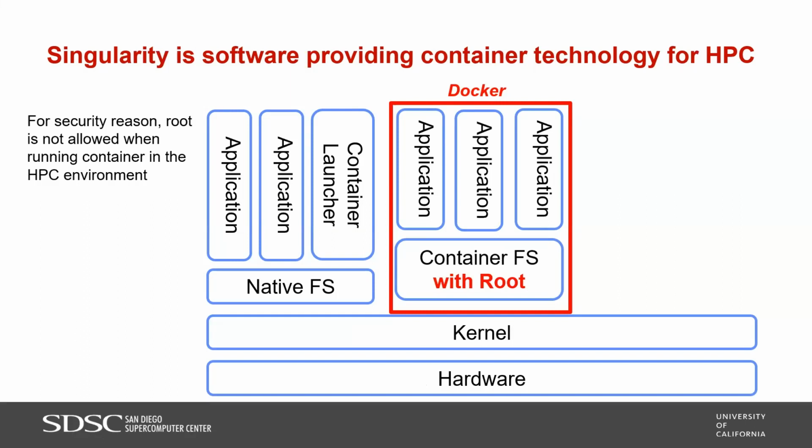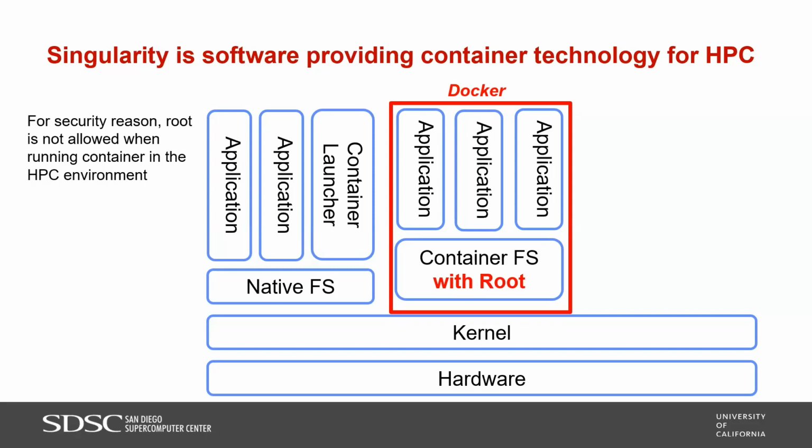Okay, so how about a Singularity container? Singularity is a software providing the container technology for HPC. And as you might have noticed, when you search for container, the first result in your search output is called Docker. The Docker container is maybe currently the most popular container in the world.